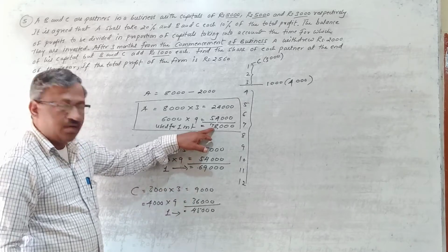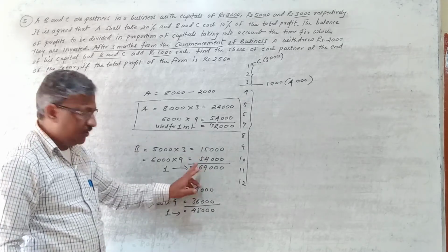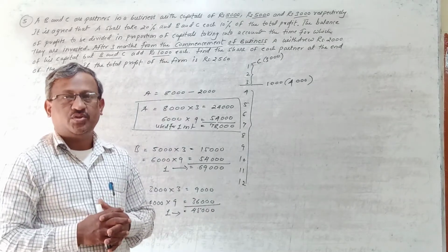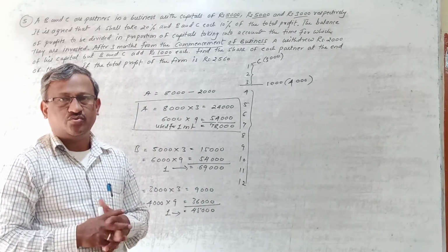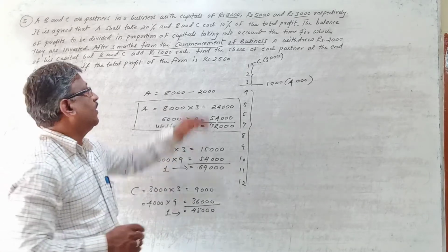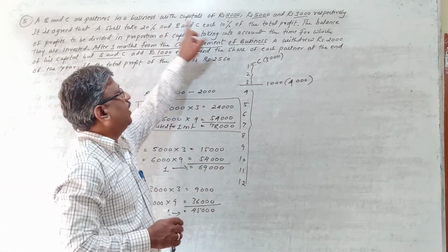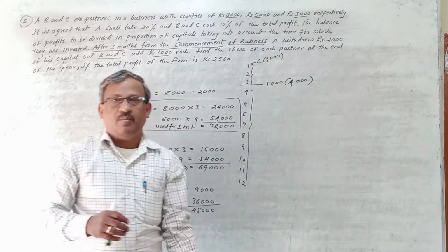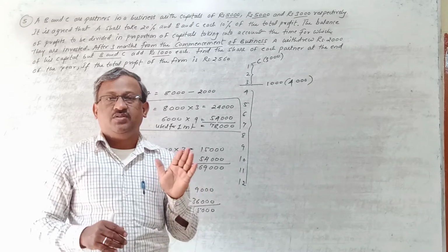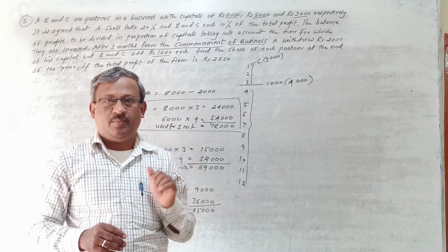Now, whatever capitals you have got, 78,000, 69,000 and 45,000, by taking these capitals we have to find the ratio, right? That is called the capital ratio. And in that capital ratio, we have to distribute the remaining profit after paying the 20% to A and 10% to B and C. Whatever balance profit remains, we have to distribute among these 3 partners in this capital ratio.